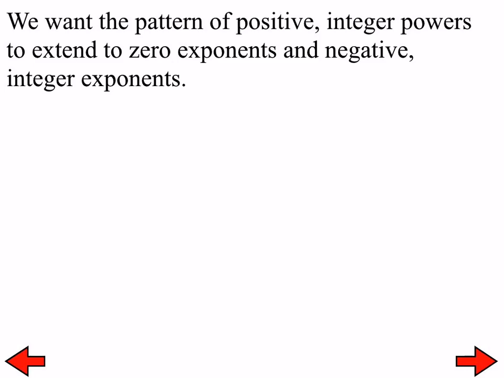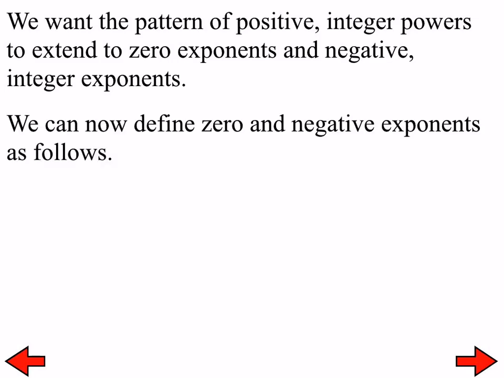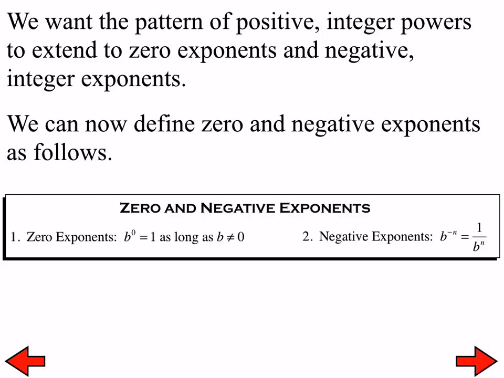So continuing on here, we want the pattern of positive integer powers to extend to 0 exponents and negative integer exponents. We can now define 0 and negative exponents as follows. And this is already in your notes. So the general definition for 0 as an exponent is this. B to the 0 power equals 1 as long as b does not equal 0. So what that means is this. That means any number to the 0 power is 1 except 0 to the 0 power.